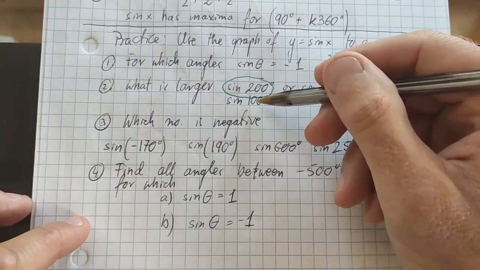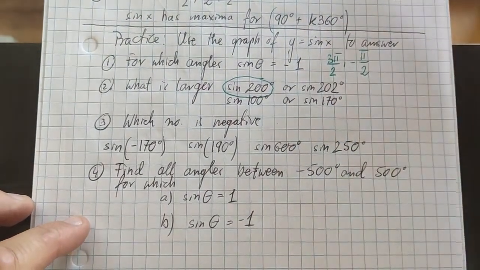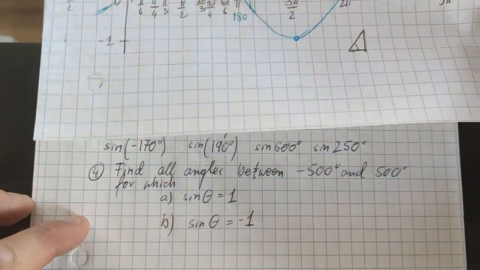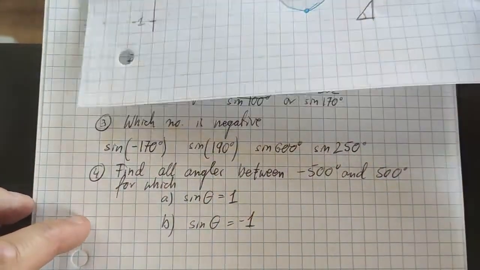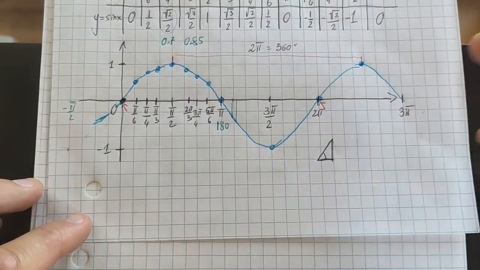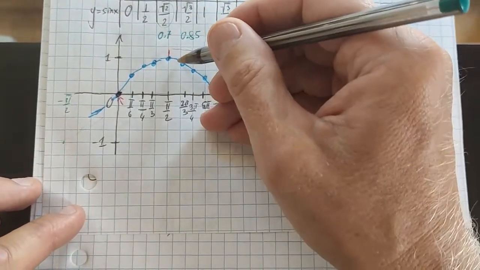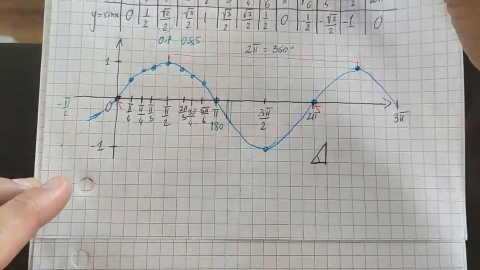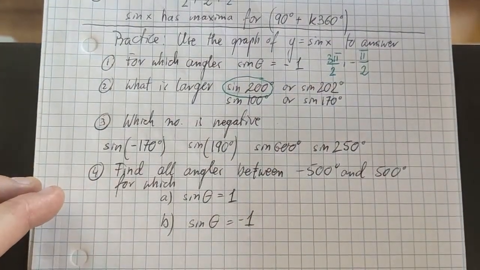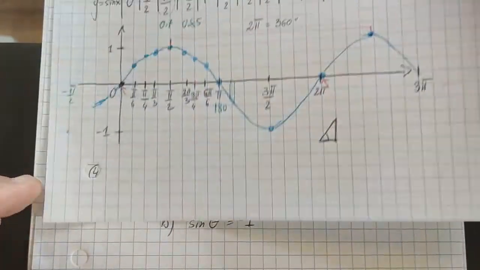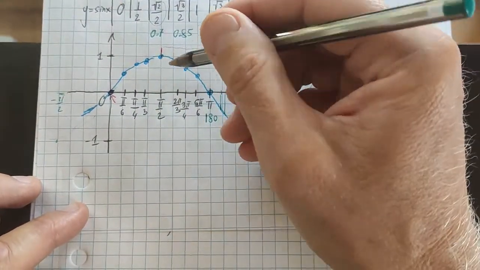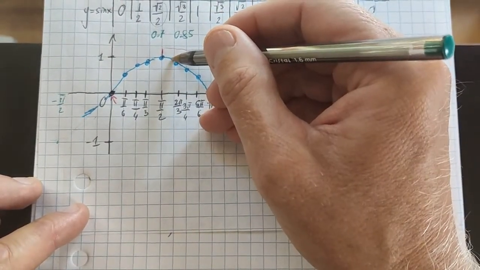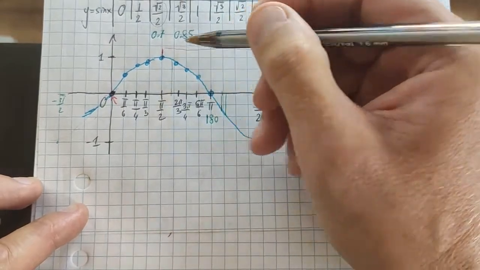Alright, let's look at the second one. So sine of 100 and sine of 170. Alright, so sine of 100 degrees will be somewhere here, right? And 170, is it negative or positive? No, it's just positive. So sine of 100 will be somewhere here. It will be my value of it.